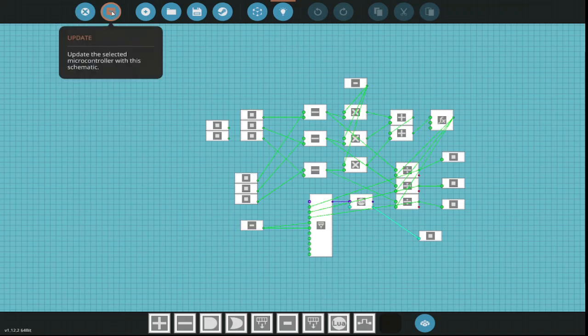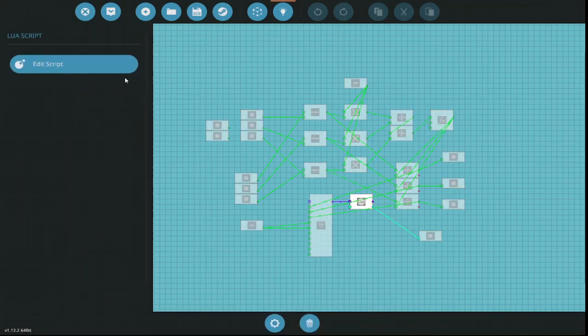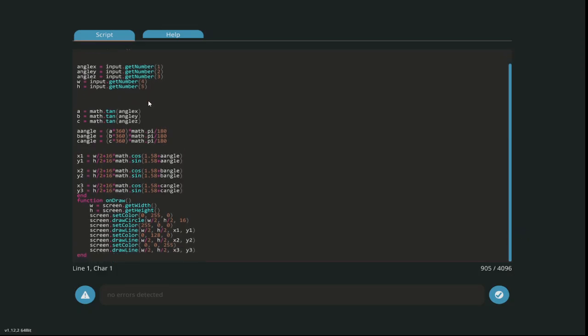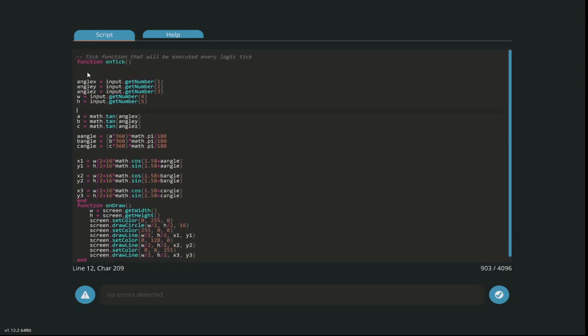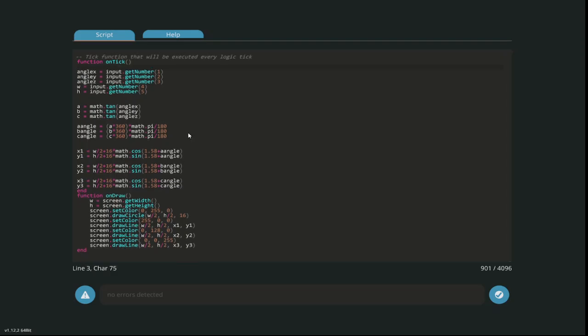So then what we do is we bring it into a Lua script. We graph it. Okay, so that's what we're going to do today. We're going to bring it into this Lua script. We graph it. And then we print it.